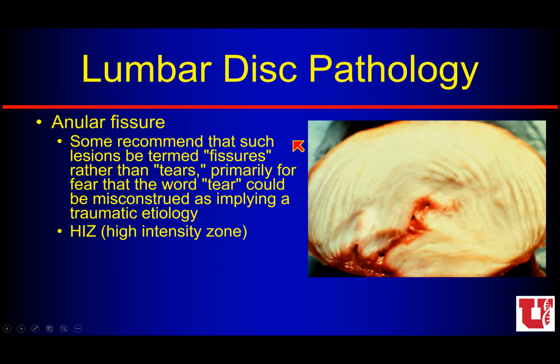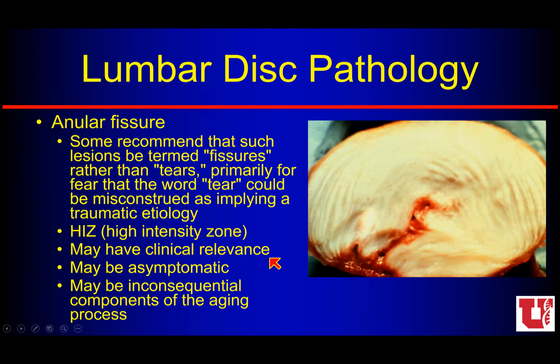Now, one of the big changes in the nomenclature from 1.0 to 2.0, from 2001 to 2014, is they really stressed we want to say annular fissure instead of annular tear. So the word tear could be implied as traumatic etiology. So when we think about trying to be specific with this, we try to say annular fissure now instead of saying annular tear. This is sometimes called a high intensity zone.